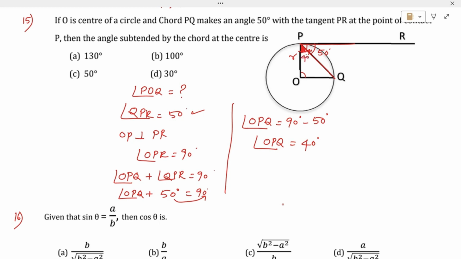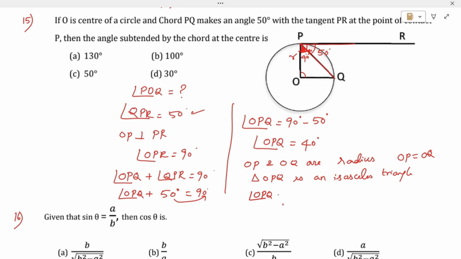Okay. And I know OP and OQ are radius and they are equal, isn't it? So OP is equal to OQ, which means the triangle OPQ is an isosceles triangle, isn't it? So if it is isosceles, then the base angles are equal. So I know angle OPQ is equal to angle OQP. So this is also 40 degree. I'm shading in the figure.